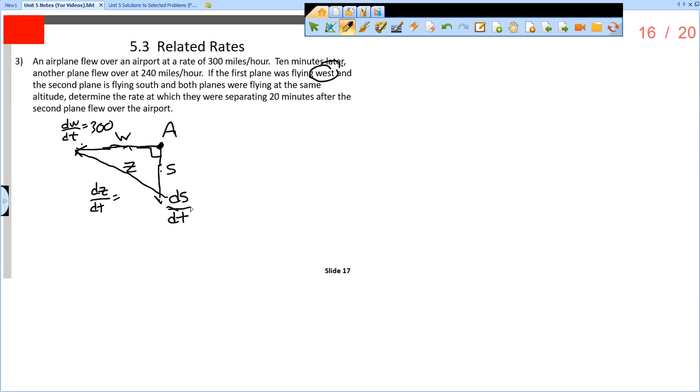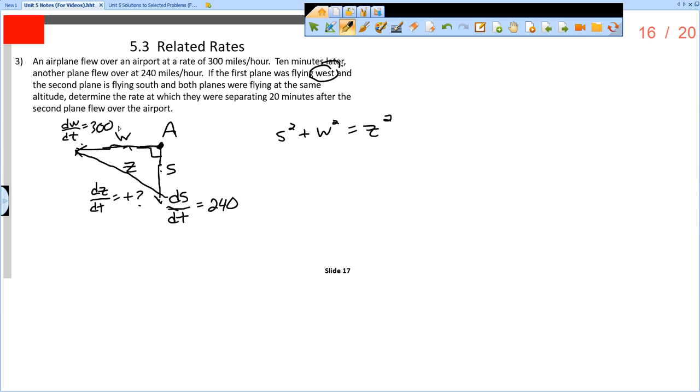Okay. ds dt, the southbound plane is flying at 240 miles per hour, right? All right, dz dt, that's what we want to know, the rate at which they are separating, right? So that is some positive value, right? Because that distance is increasing. But that is what we would like to know. All right, so then how can we relate these variables? Well, we know that this is a right triangle, so these would be related by the Pythagorean theorem, right? So we could say that s squared plus w squared is equal to z squared, okay?